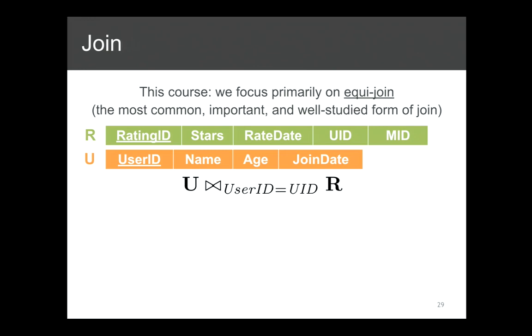Okay? Typically, in practice, a lot of joins are not just equijoins, but also key foreign key joins. But we'll only focus on equijoins. Inequality joins are trickier and more complex to implement, so we're not going to be talking about them. They're also less important because they don't arise that frequently in practice.